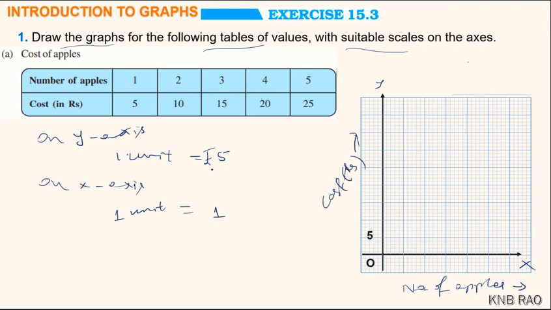Now with this scale, I took 5, 10, 15, 20, 25, 30, 35. Now on the x-axis 1, 2, 3, 4, 5, and then plotting the graph. 1 is 5, 2 is 10, 3 is 15, 4 is rupees 20, 5 is rupees 25, and if I join them, it gives me a linear graph. This is how we draw.